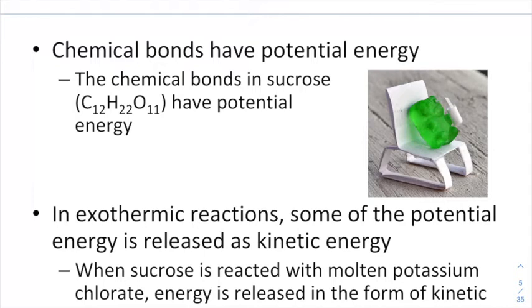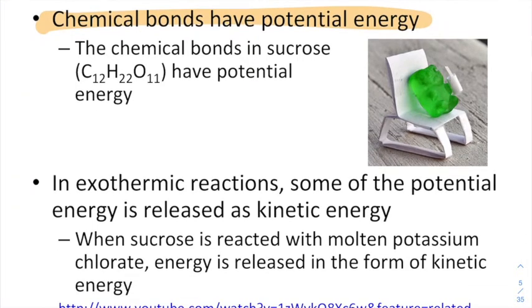But while they're in their package, before you've eaten them, they are potential energy. So again, our chemical bonds have potential energy. In our exothermic reactions, some of that potential energy is released into kinetic energy. So when sucrose was reacted with the molten potassium chlorate, that was our gummy bear experiment on the first day, the energy released was in the form of kinetic energy.